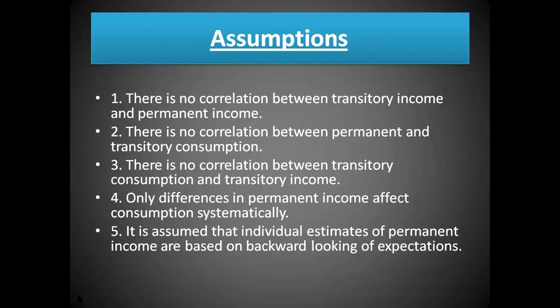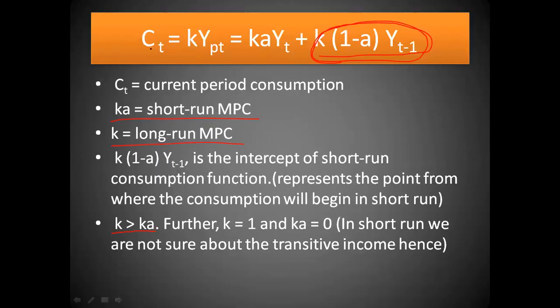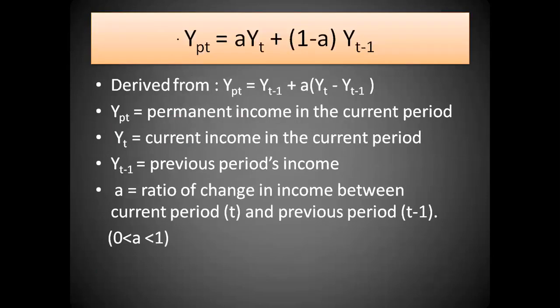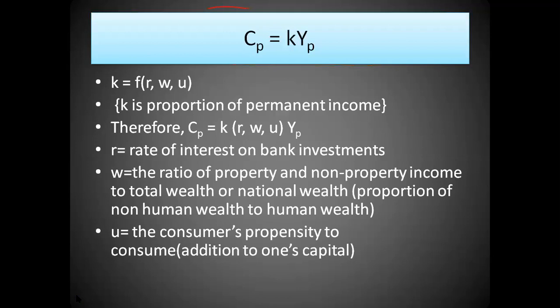Okay, and one more very important thing that you need to understand is this formula. Okay, you have to learn this formula, or I can say that you should focus more on this formula, because the second formula is nothing, in it we have only put the value of Yp in C equals k Yp. Okay, Yp's definition, the equation of Yp is this, so we have only put the value here. Okay, and k we all know, k is a function of r which is the rate of interest, w which is the ratio of non-human wealth to human wealth, and u represents the consumer's propensity to consume.